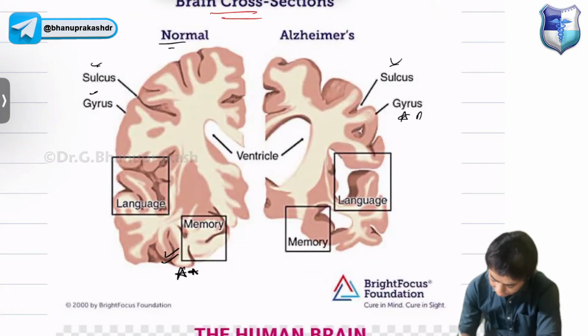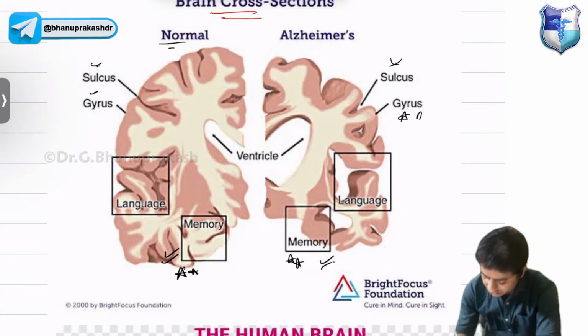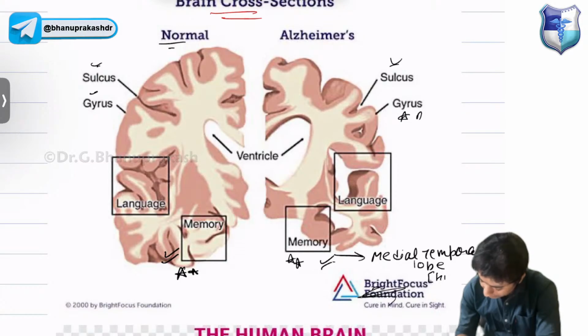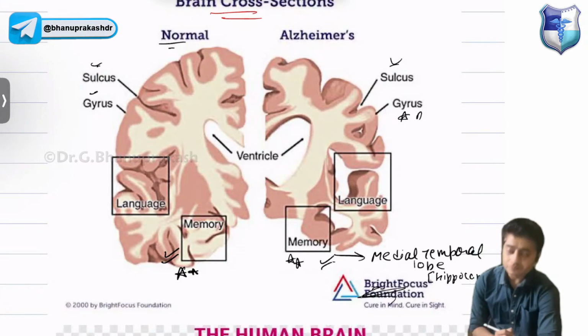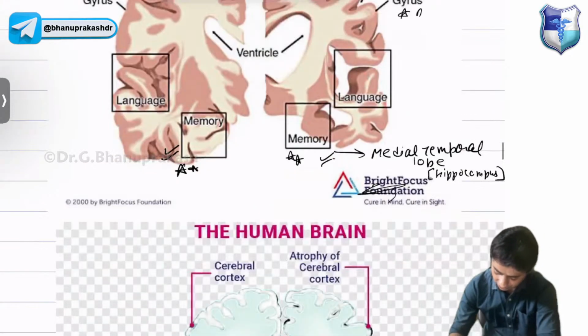And you can see this part which is affected in this diagram, this memory part. This is your medial temporal lobe. That is your hippocampus. Okay. Now see another diagram.